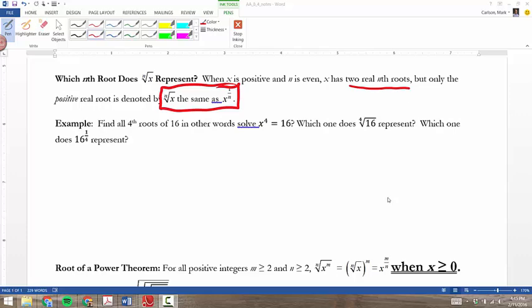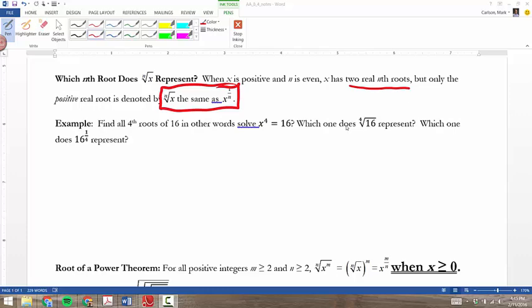All right, let's take a look at this next example here. It says, find all fourth roots of 16. Now, in other words, what that really means is solve x to the fourth equals 16. Once we do that, we want to know which one the fourth root of 16 represents, and which one 16 to the 1/4 represents.